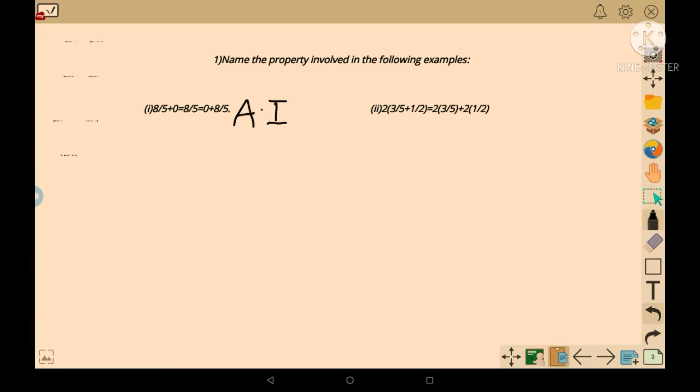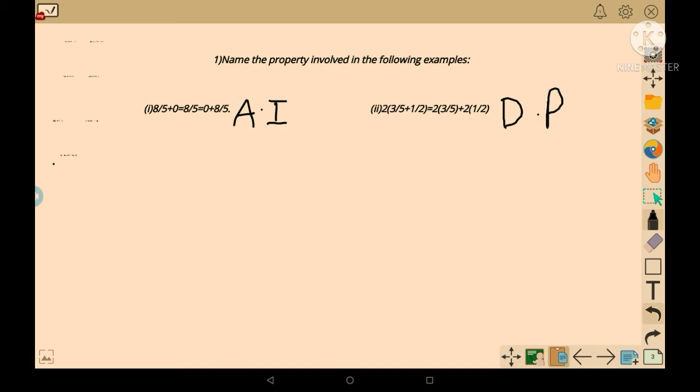Let's go to the next sum. Now the second one is 2 3 by 5 plus 1 by 2. This comes under the distributive property, right? So first was A I for additive identity, and here the distributive property comes under D P. Under D P, open the notes. So the second one is D P, the first one is A I.